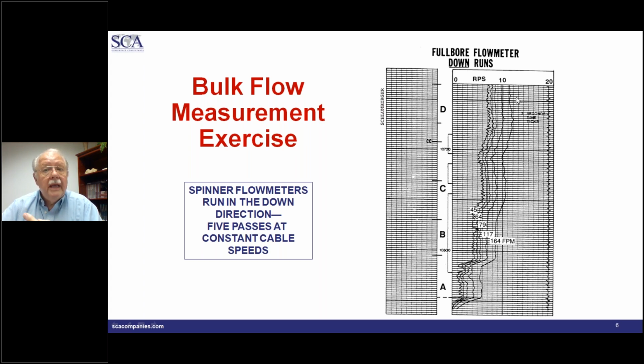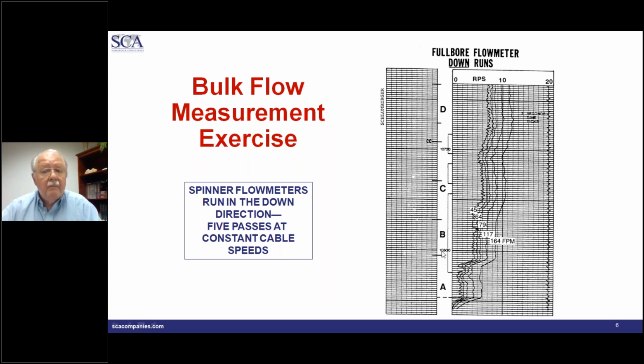In any case, if you look at a log, this is what it looks like. What we're looking at here is a spinner flow meter series of logs. There are 5 runs shown here at different constant velocities: 45, 64, 79, 117, and 164 feet per minute. Now, what you're recording here as we're logging down at a constant speed, you'll notice that down here where the flow is 0, you're going to have the slowest logging, or the slowest revolutions per second, or the fewest.